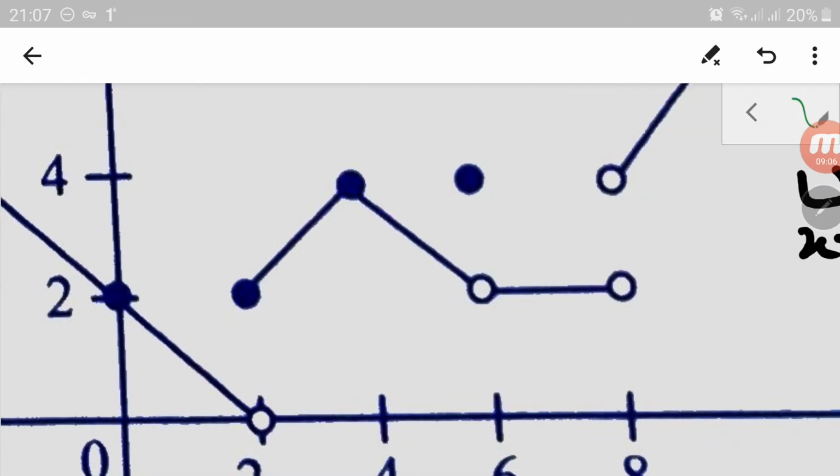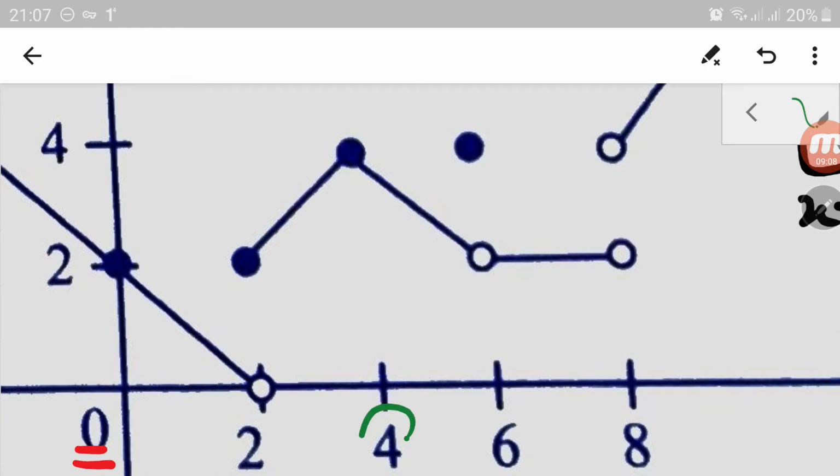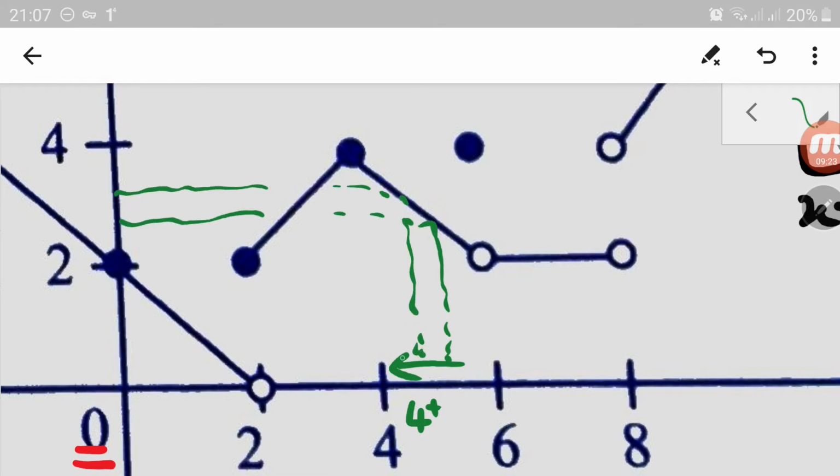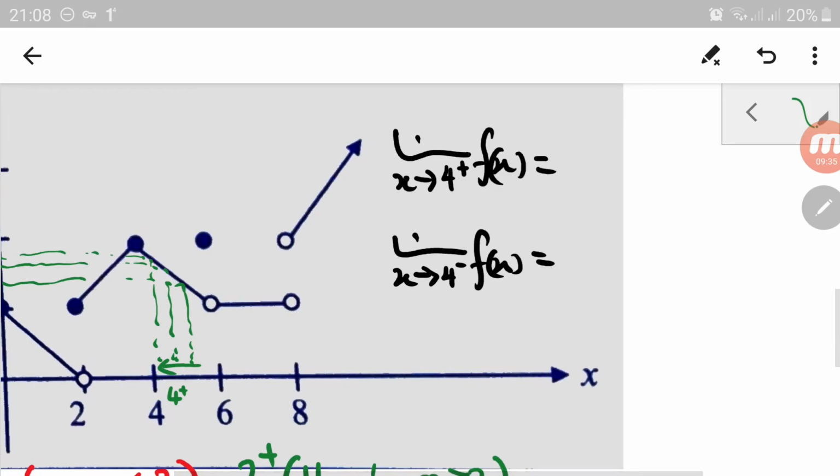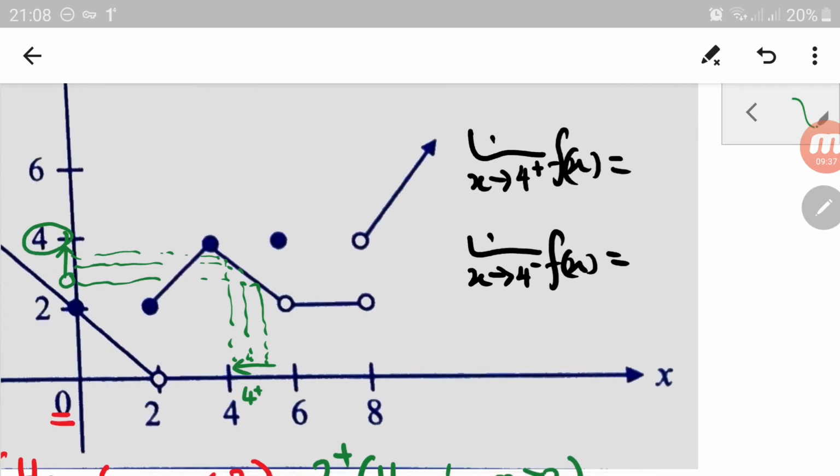Now, the 4 on the x-axis is here. x approaches 4. So from the right, 4 from the right is somewhere here. When x is here, the y is here. When x is here, the y is here, increasing. When x is here, y is here. So as x approaches 4, y approaches 4 as well. So the limit of f(x) as x approaches 4 from the right is 4.